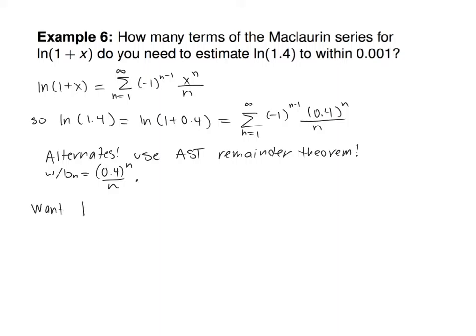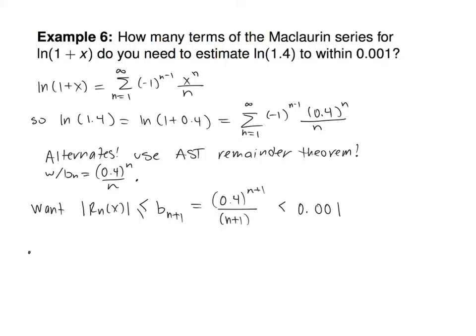So we know that the R sub n of x is less than or equal to b sub n plus 1, which is 0.4 to the n plus 1 over n plus 1. We want that to be less than 0.001. And once again, sometimes you can solve for n using algebra, but often it's just not going to happen. So the guess and check thing is the stuff you'll have to employ.